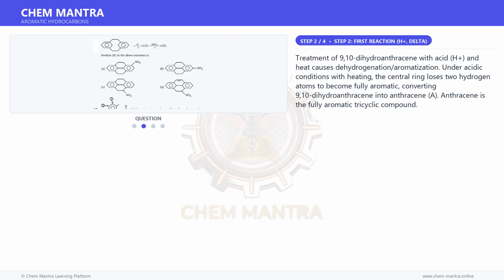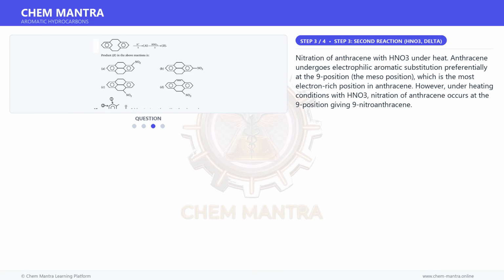Treatment of 9,10-dihydroanthracene with acid, H+, and heat causes dehydrogenation aromatization. Under acidic conditions with heating, the central ring loses two hydrogen atoms to become fully aromatic, converting 9,10-dihydroanthracene into anthracene, A. Anthracene is the fully aromatic tricyclic compound. Moving on to the next step.